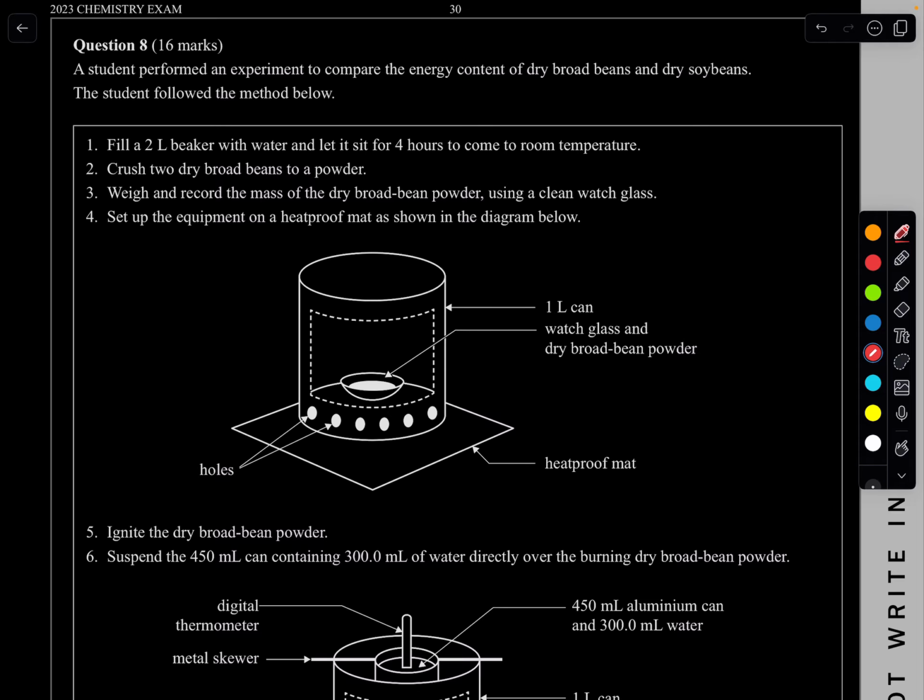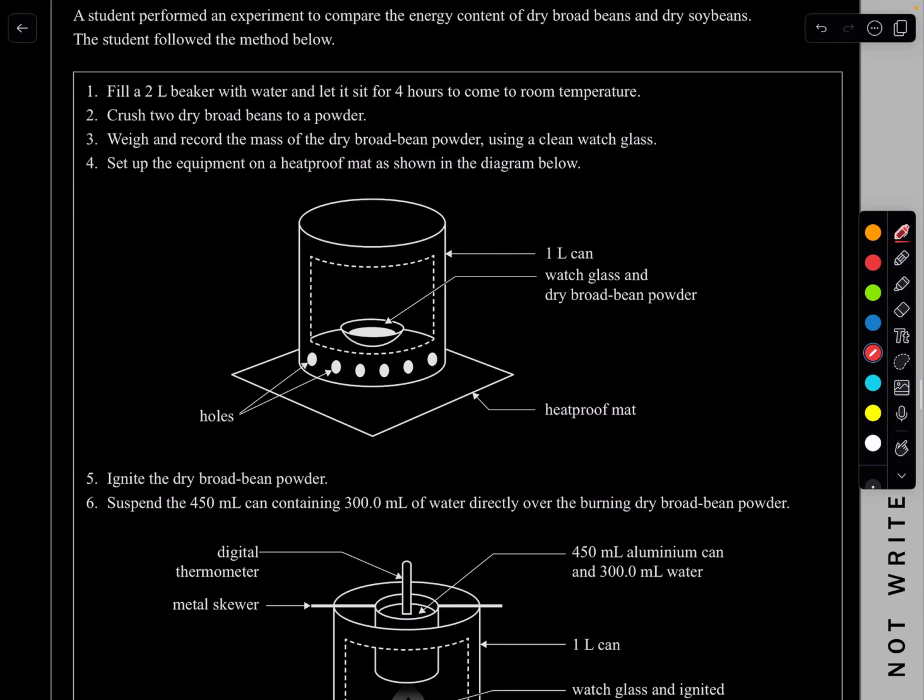Fill a 2-liter beaker with water and let it sit for 4 hours to come to room temperature. Beautiful. Crush 2 dry broad beans to a powder. Why is that? Because we're increasing the surface area, and if we increase the surface area, it's going to have a higher rate of reaction. That is the main function of crushing to powder. Weigh and record the mass of the dry broad bean using a clean watch glass. Set up the equipment on a heat-proof mat as shown in the diagram. That's a safety measure.